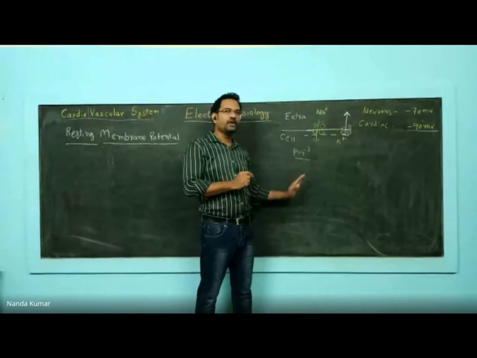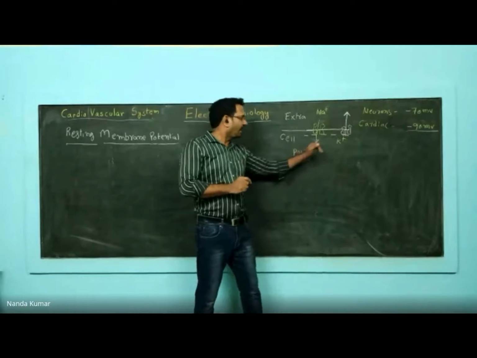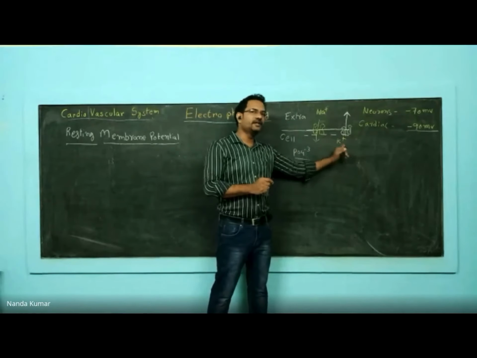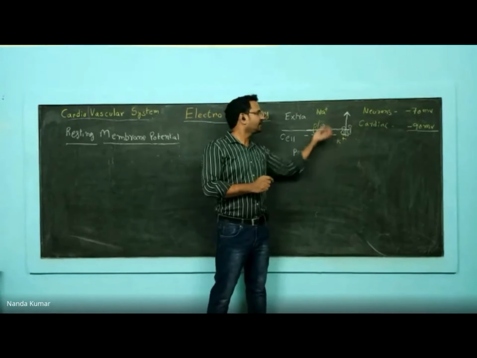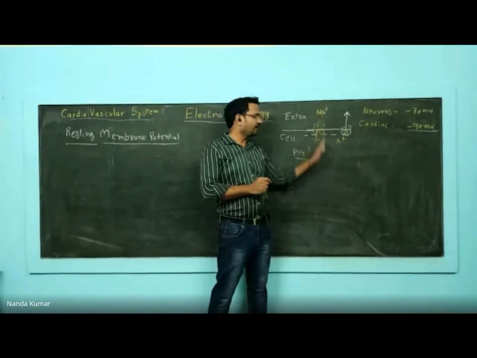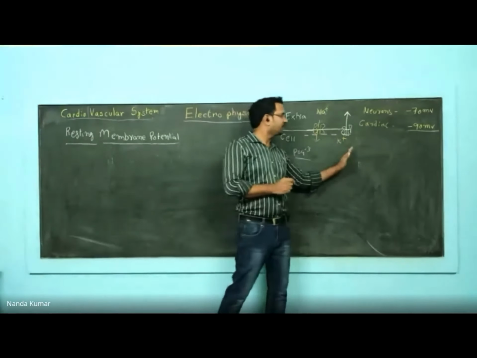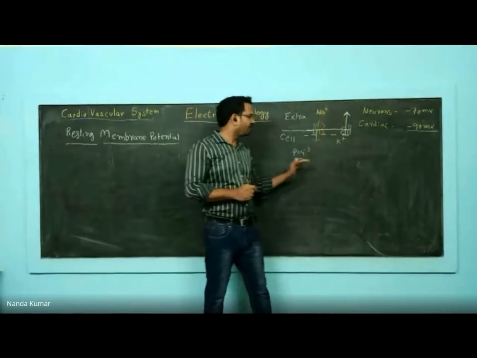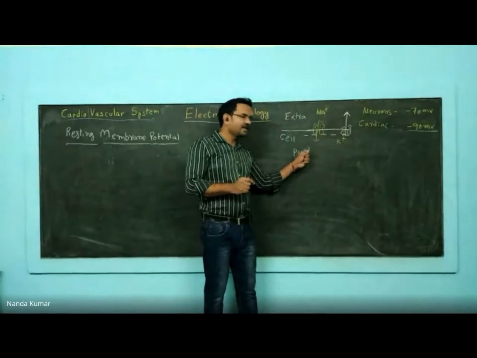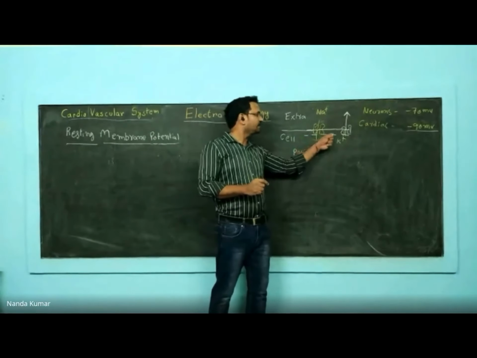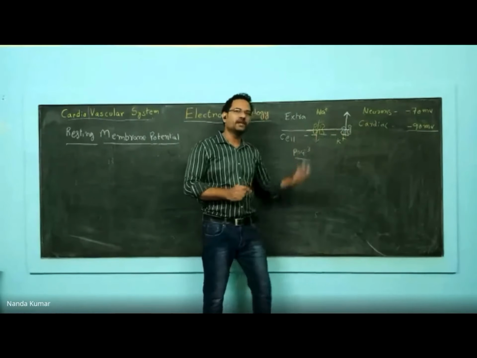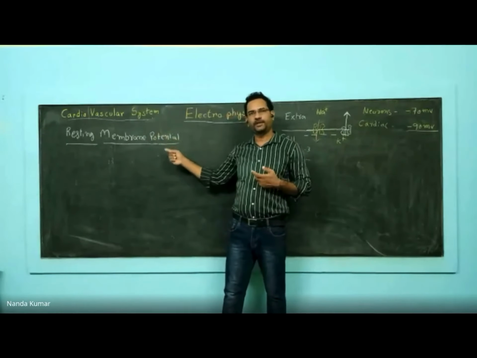They cannot move in and out of the cell. Ions can move because they have a facility called ion channels through which they can go out or come in. Sodium can come inside when the channel is open. Potassium can go out when the channel is open. But phosphates are fixed. Because of these high negative charges, the cell membrane acquires a certain amount of negative charge. That is what we call membrane potential.